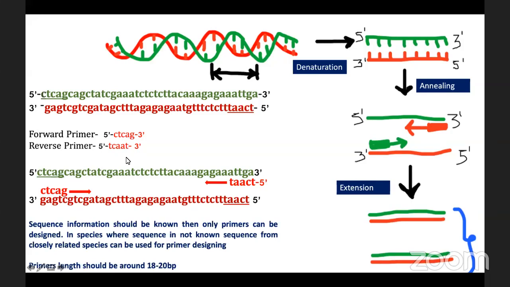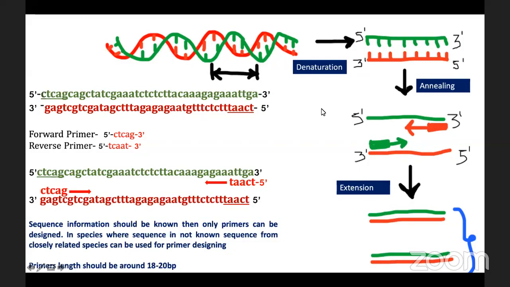Now with these two primers, in the next slide you can see I have shown how they will bind. Since this forward primer has C, T, C, A, G, it will bind to the complementary sequence present in the other strand, and this TCAAT will bind like this. So in this way, you can amplify this particular region.